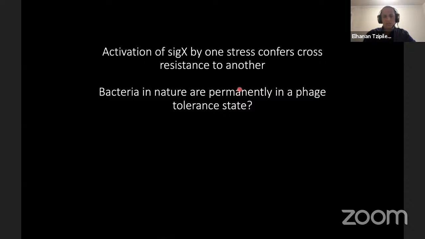So this shows that activation of SigX under one stress, like heat stress, for example, can confer cross-resistance to another stress, to phage infection. And this raises an interesting possibility that in stressful environments like nature, where bacteria are coping with stress all the time, they will be permanently in a phage tolerance state. And phage-bacteria interaction will be completely different in such an environment than what we regularly see in the lab.